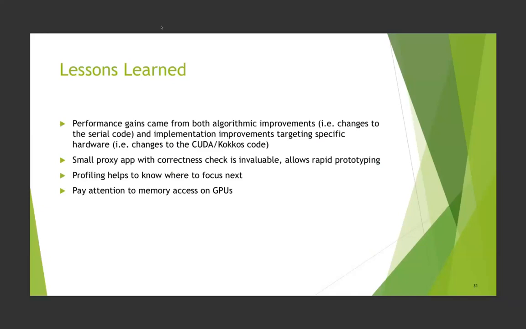I think not all of the things that we've done to the SNAP kernel are applicable to all kernels, because SNAP is so computationally heavy. We can hide launch latency, we can hide the cost of a transpose. That may not be true in lighter weight kernels, but it was true in the case of SNAP.